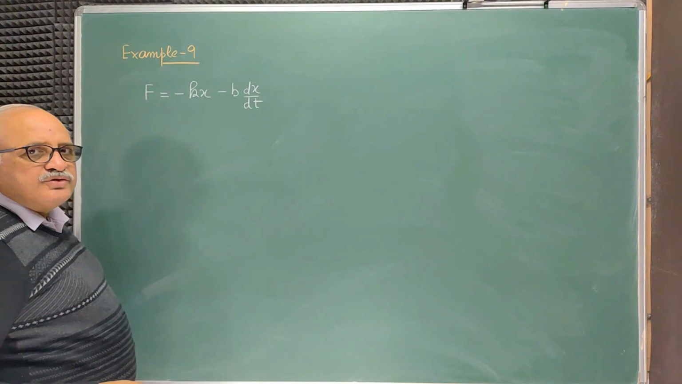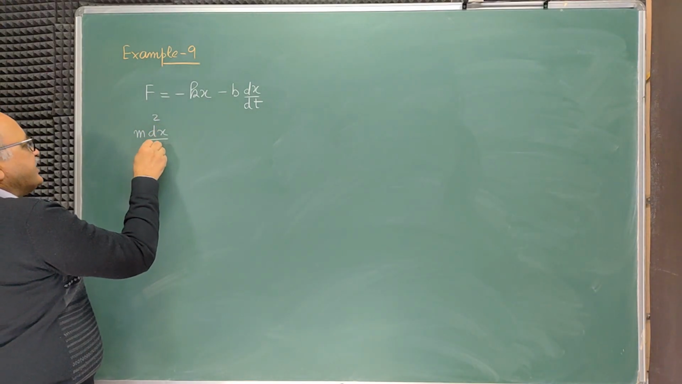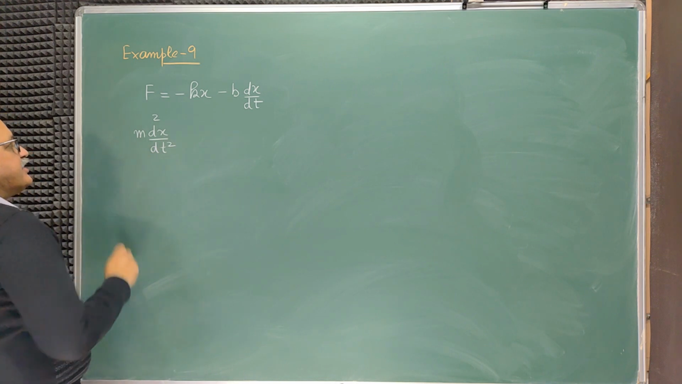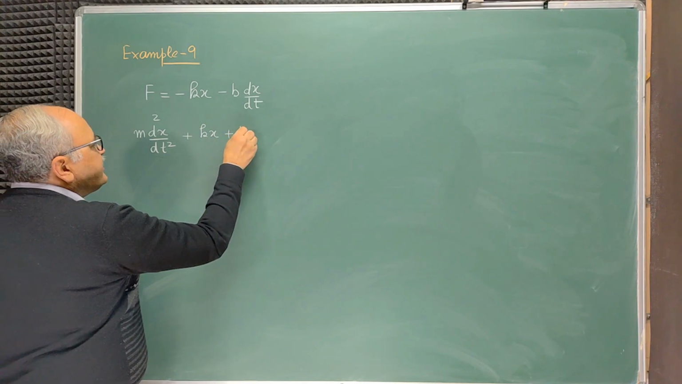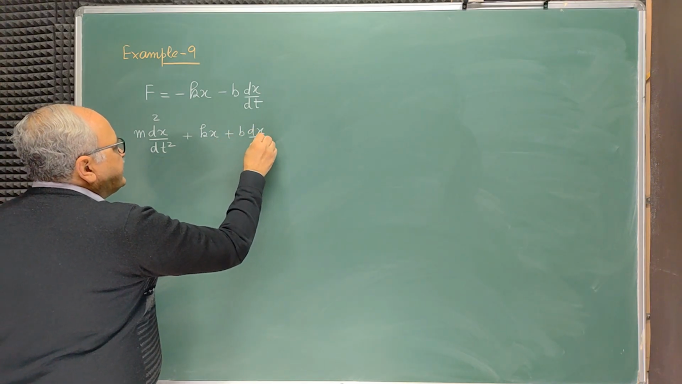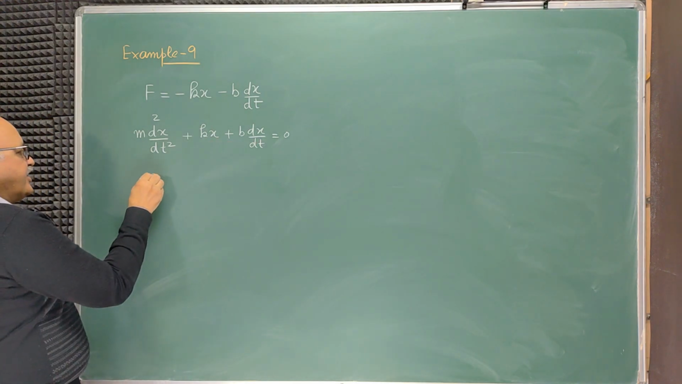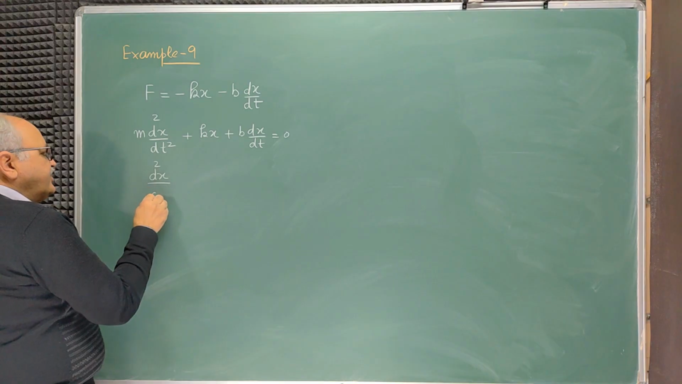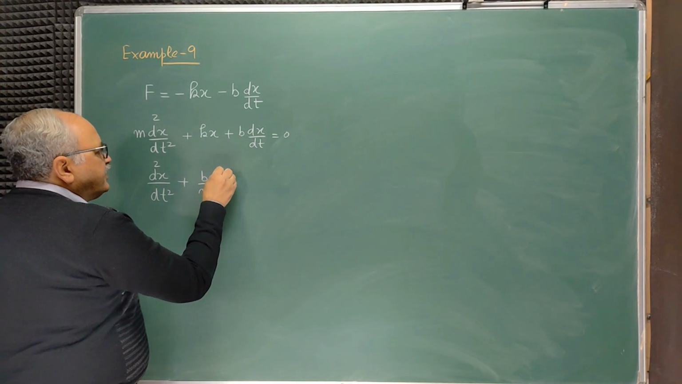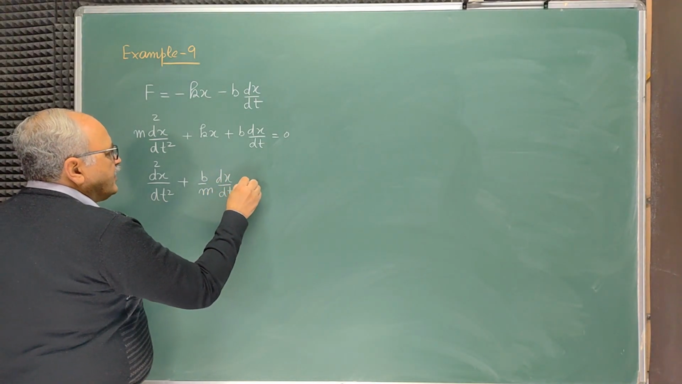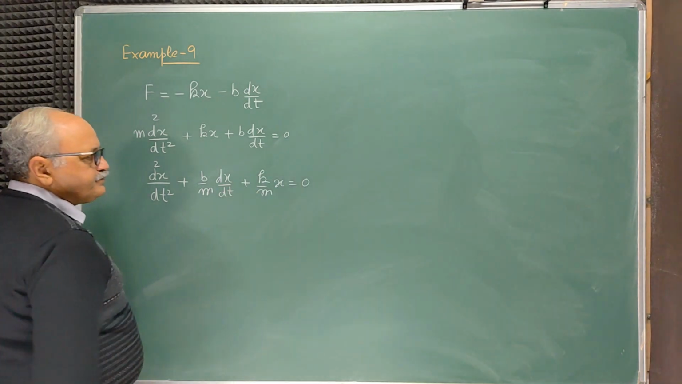Taking the force from Newton's second law, you can write this as m d²x/dt², that is acceleration multiplied by mass, plus kx plus b dx/dt equals 0. So dividing the entire equation by m, we have d²x/dt² plus (b/m) dx/dt plus (k/m) x equals 0.